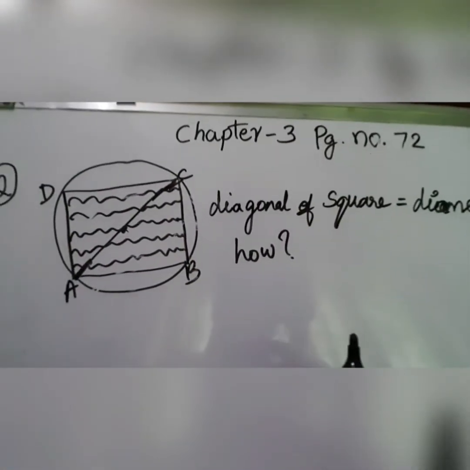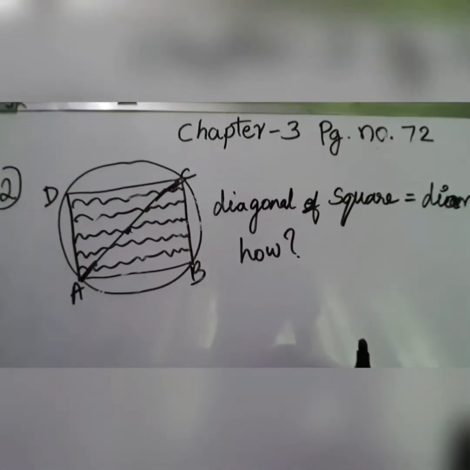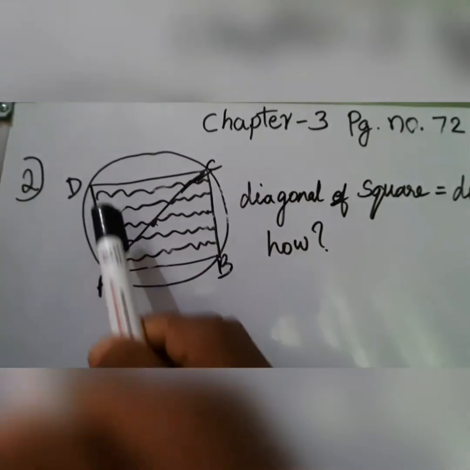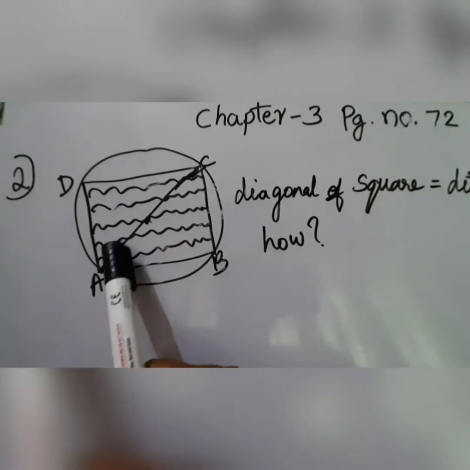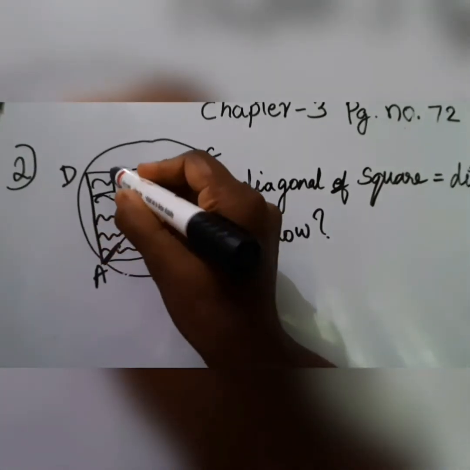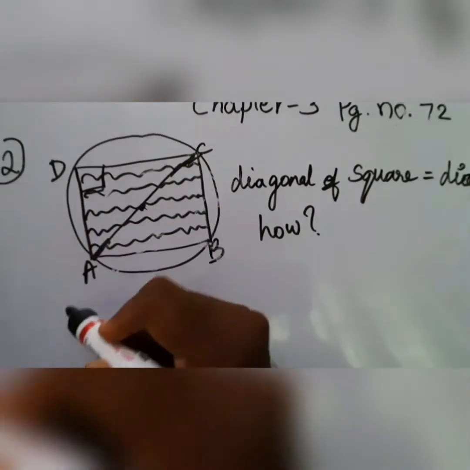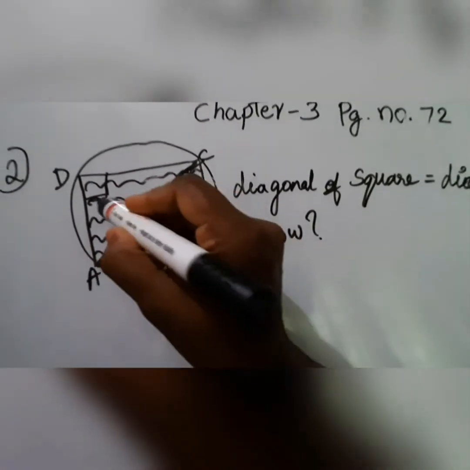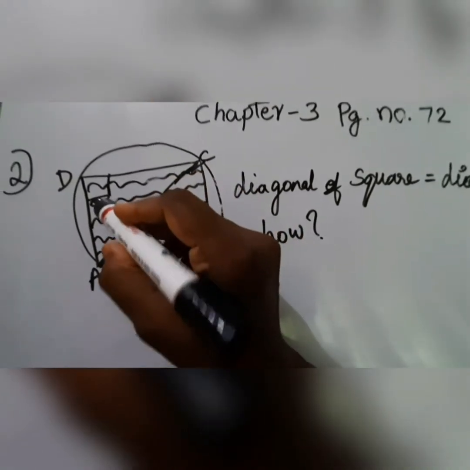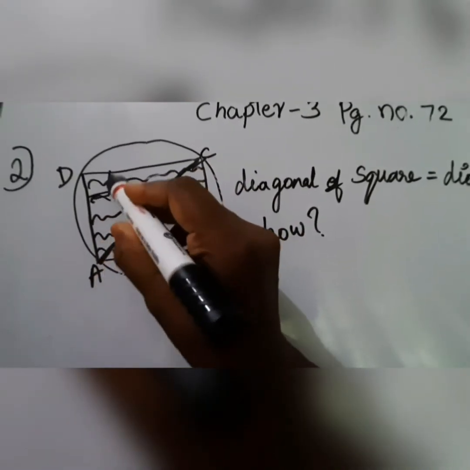Last year, that is previous year, you learned one property: an angle of a triangle that lies in a semicircle is a right angle. That means this is a right angle. We know because this is a square, so this is 90 degrees.